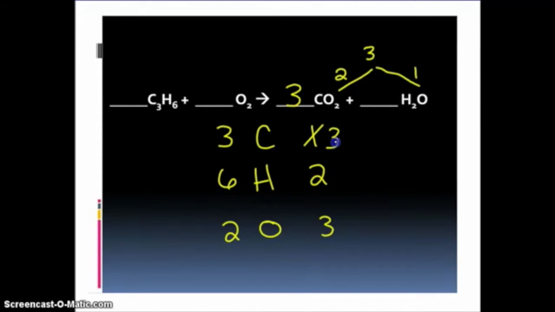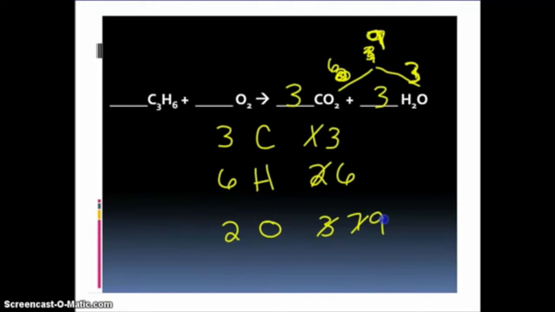Okay? Then we got to update our O's. We got 3 times 2 is 6 plus 1 is 7. Okay? All right, now our H's. We got 6 on this side. Let's put a 3 right here. 3 times 2 is 6. Now we got 3 O's right there. And then 3 times 2 is 6 right there. 6 plus 3 is 9.